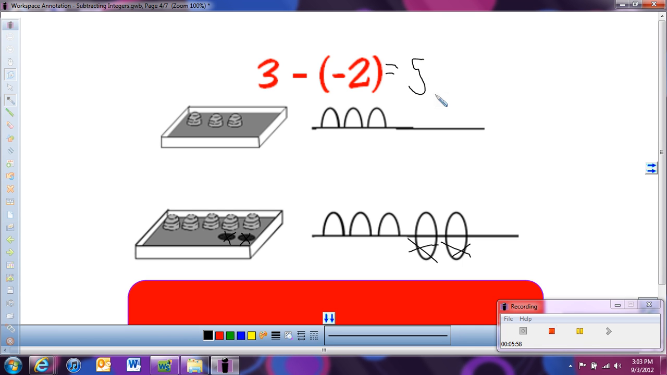Positive 5. Sorry about that. And just like the other problems, we can also think about adding on some other numbers. Here we can think about adding the opposite here. So adding on a 2, and we can see that we also end up with a positive 5. So it's another way of thinking about it.